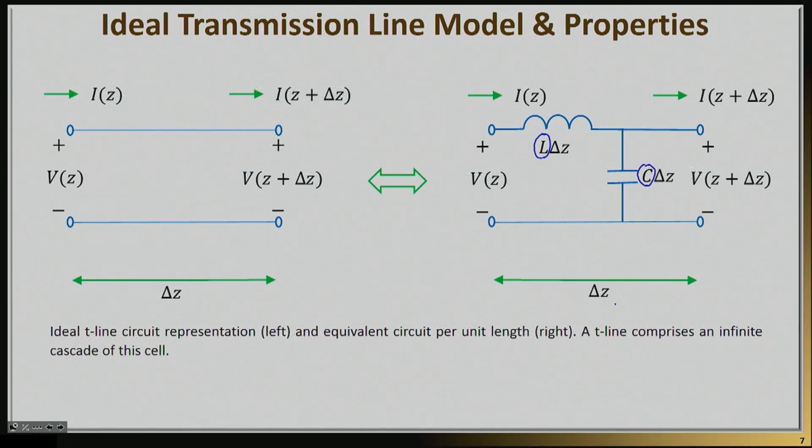So let's see how we're going to analyze this. We're going to assume that we have some type of a voltage on the left-hand side, which I have called here V of z. And that means that right at the end of that unit cell, I will have a different voltage, V of z plus delta z. And similarly, I will have some type of current that enters the unit cell, I of z, and some type of current that exits the unit cell, I of z plus delta z.